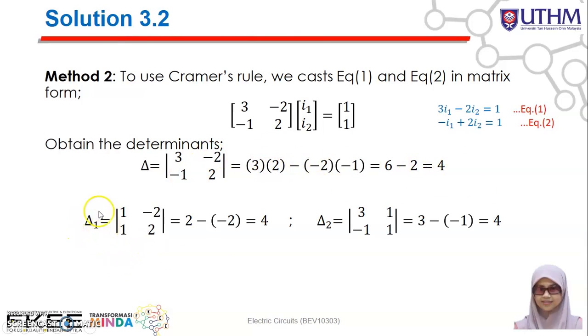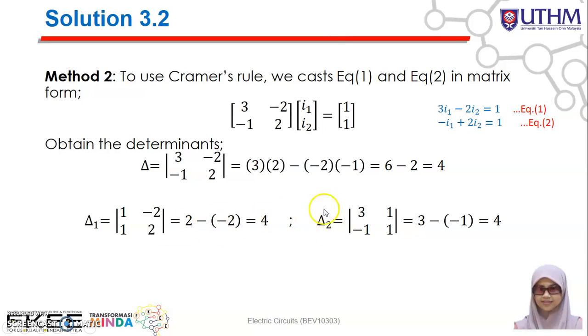And then you need to find delta 1 and then delta 2. So delta 1 is given by, the first column you will change the value into 1 and 1. So here 1, 1. And then the second column you just copy everything here. So -2 and 2. And then the determinant is given by 1 multiplied with 2 minus 1 multiplied with -2. So here you have 1 multiplied with 2 is 2 minus 1 multiplied with -2 is -2. So 2 minus -2 is equal to 2 plus 2 is equal to 4.